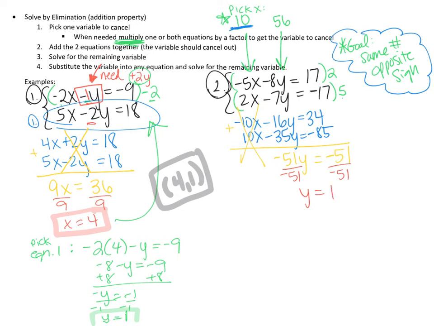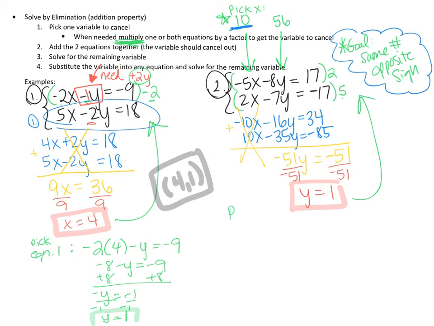So y is going to equal 1. Even though the numbers got a little bit big, right, we had 85 and 51, it ended up not being so bad when I actually solved. So now I'm going to take that 1 and I'm going to take it all the way back up to either of my two equations.